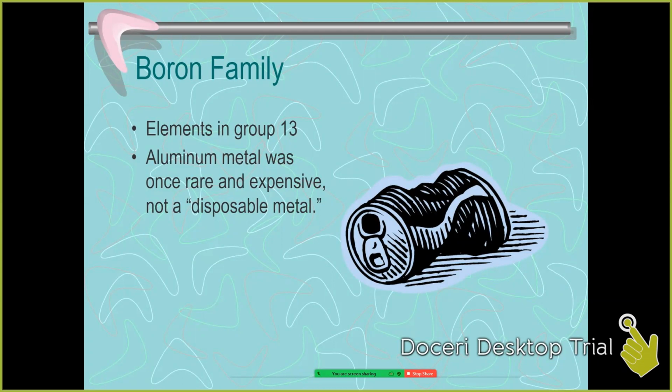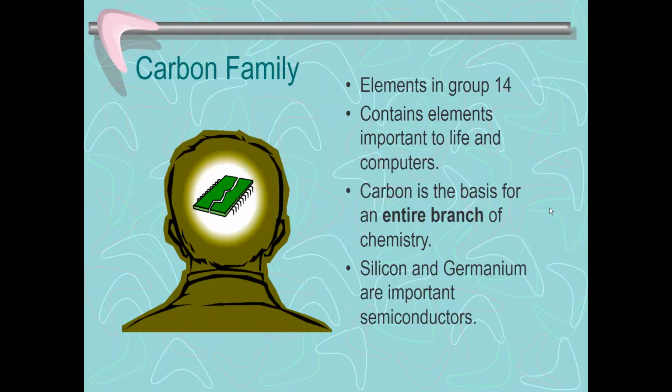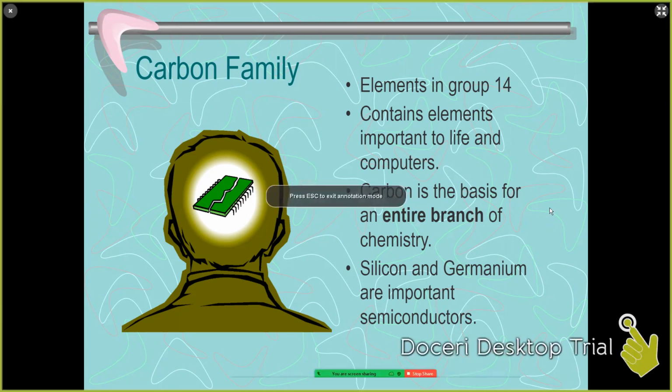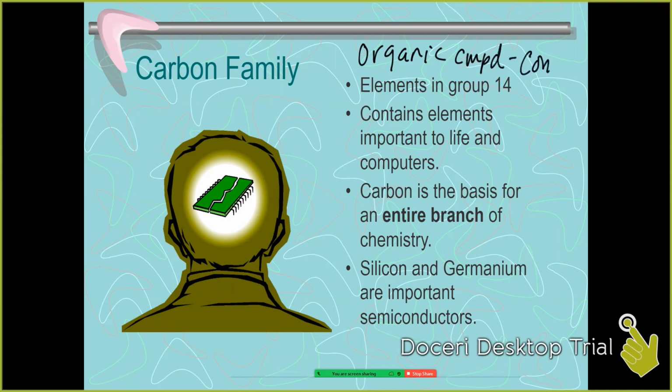The next family is going to be the carbon family. Group 14 starts with carbon. Not real original with these names here. So we know carbon is very important for life. Something that contains carbon is an organic compound. I know you remember that from biology. So that includes many living things.